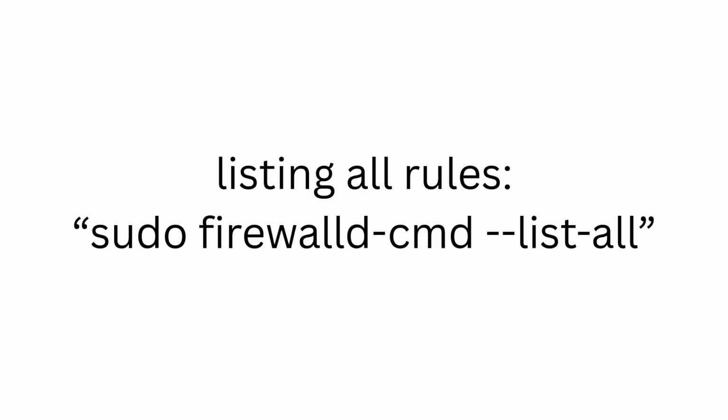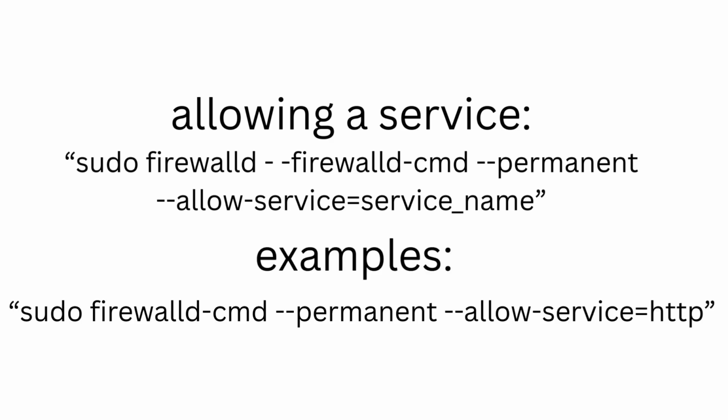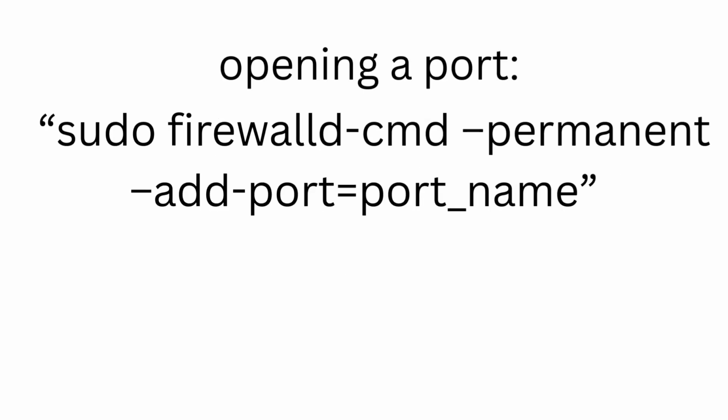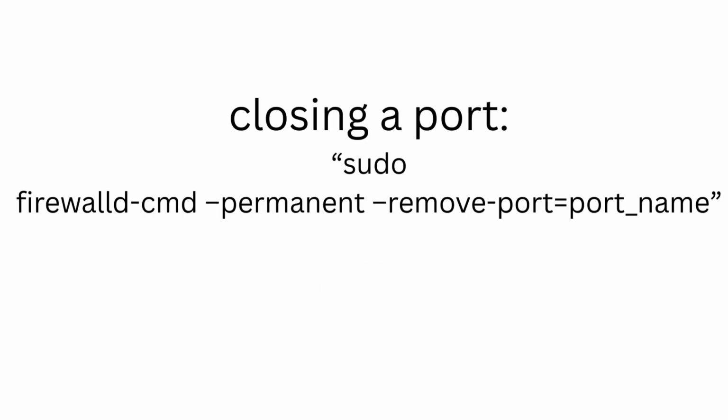To list all rules, type sudo firewall-cmd --list-all. To allow a service, type this command, then type the name of the service. For example, this command allows the service HTTP. To open a port, type this command, then the name of the port. Here's the following example. To close a port, type this command, then the name of the port. Here's the following example.